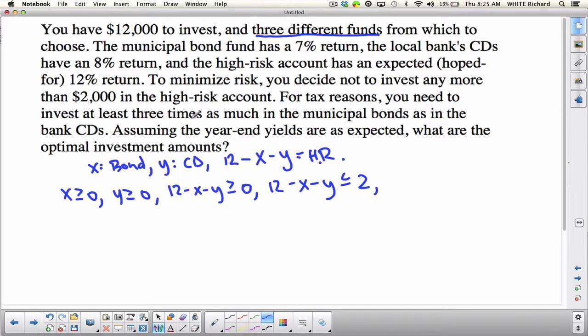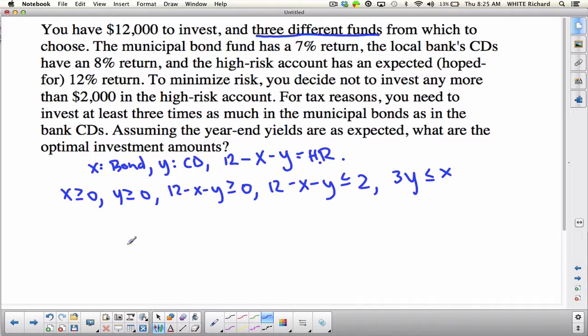And we also have one more. It says there needs to be 3 times as much municipal bonds as there is the bank CDs. So that's 3y is less than or equal to x. Think about that one because some students get that wrong. That's saying that there's 3 times, if this was an equal sign, that means there's 3 times as many of the bonds than there are the CDs. Okay, so there's all of our constraints.